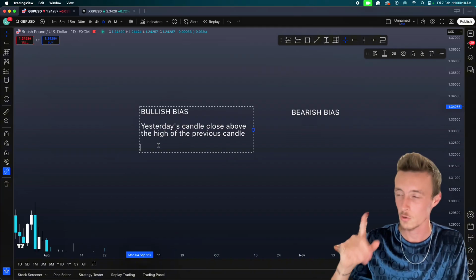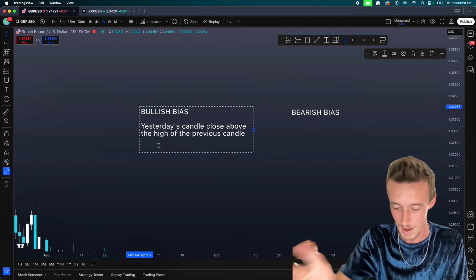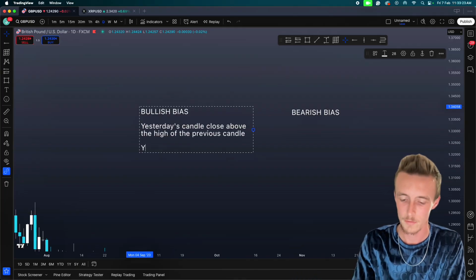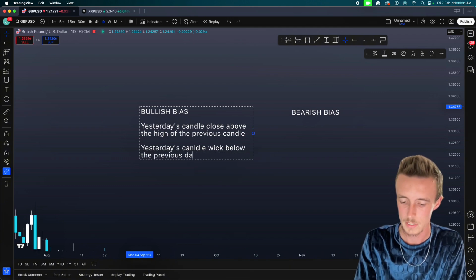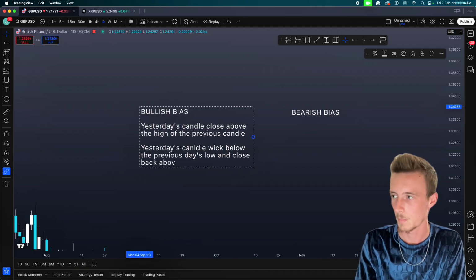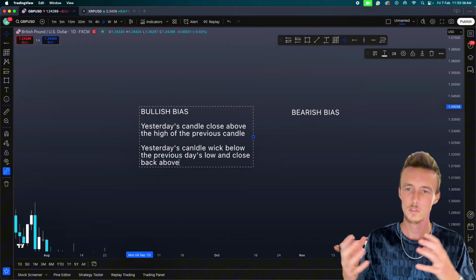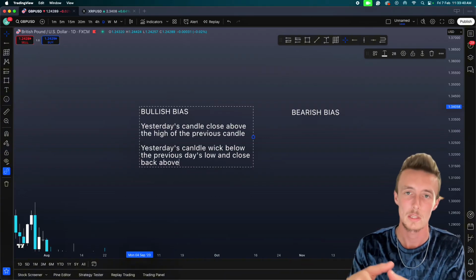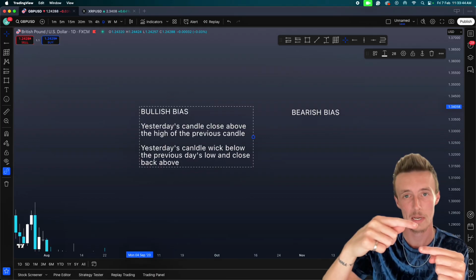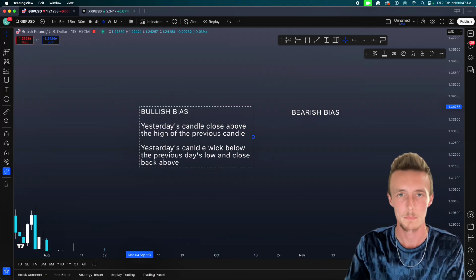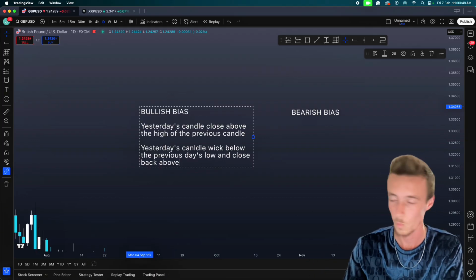Alternatively, we can have yesterday's candle wick below the previous day's low and close back above. So of course, if we're looking to trade on a Wednesday, we can look at Tuesday's candle with the low of Monday. If we move below that but then close back above it, that can also be a bullish indication for our trade on Wednesday.